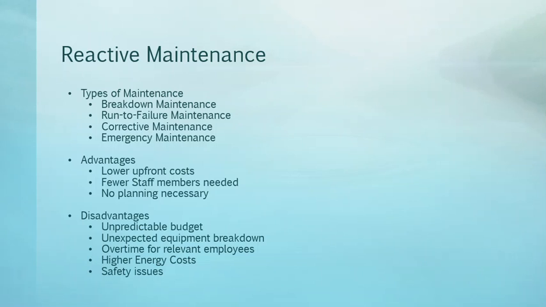Reactive maintenance. Reactive maintenance is the cheapest type of maintenance to start, but the most expensive to operate. There is no upfront planning required. You run equipment till it breaks down, and then you perform corrective and emergency maintenance as needed. This is usually a poor type of maintenance, has safety issues, unpredictable budgets, and so forth.